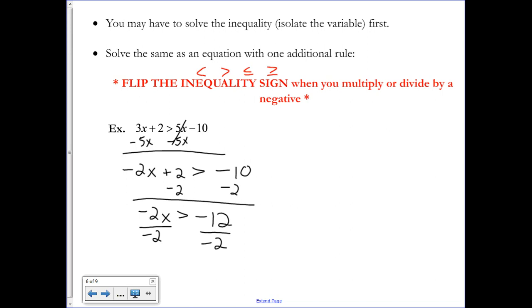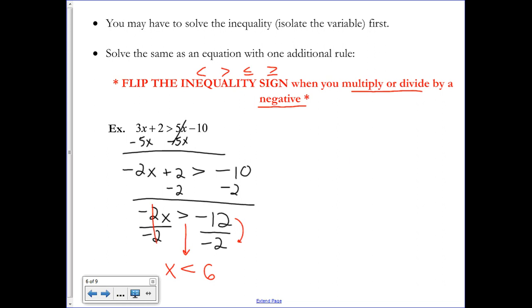And because it's negative, the special rule applies that when you multiply or divide by a negative in an inequality, you have to change the direction of the sign. So these will cancel out, and x will be less than, see how I changed the direction of the sign? Positive 6. And where did I get positive 6 from? Well, I just did this division problem, right? Negative 12 divided by negative 2.